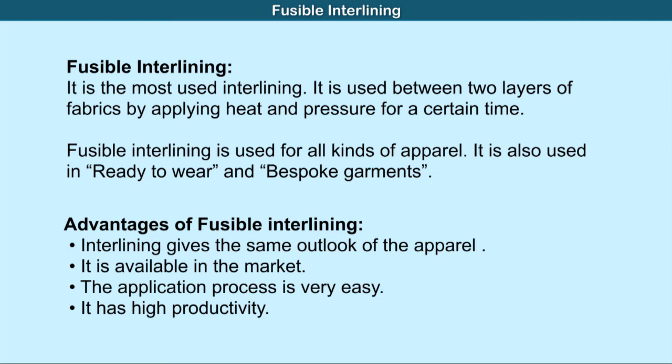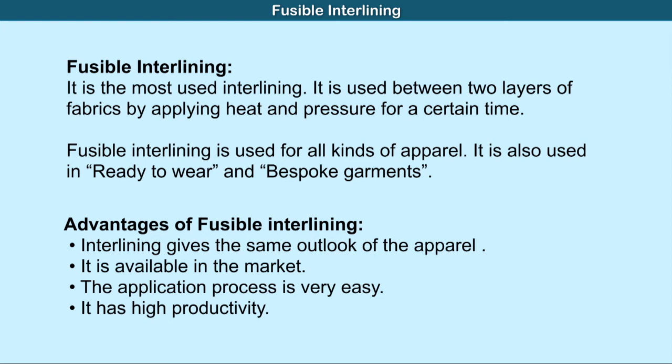Types of interlining. Interlinings are of two types. These are fusible interlining and non-fusible interlining. Fusible interlining is the most used interlining. The interlining which is used between two layers of fabric by applying heat and pressure for a certain time, that is called fusible interlining.